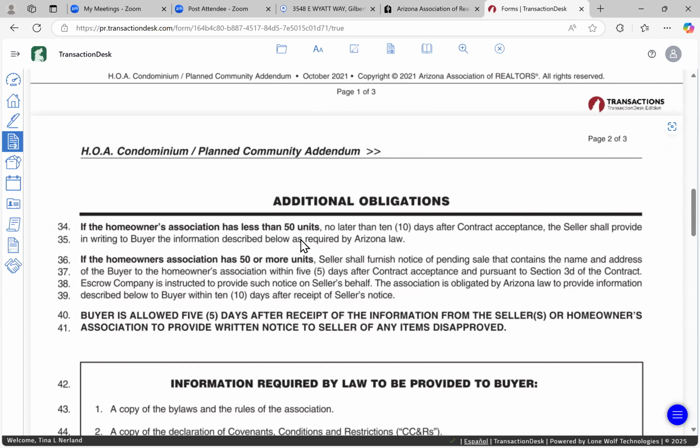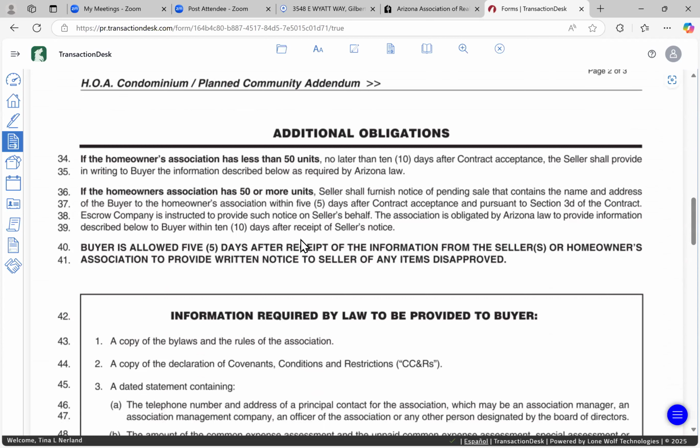So page 2 just goes into a lot of information about an HOA and additional obligations. So line 34, if the homeowners association has less than 50 units, no later than 10 days after contract acceptance, the seller shall provide in writing to buyer the information described below as required by Arizona law.